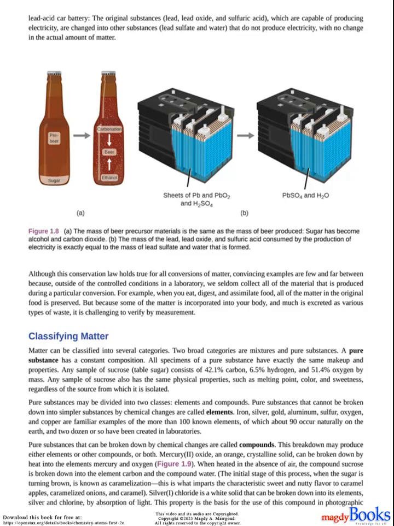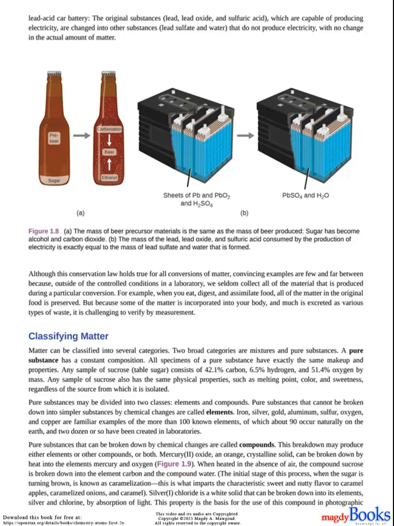When heated in the absence of air, the compound sucrose is broken down into the element carbon and the compound water. The initial stage of this process, when the sugar is turning brown, is known as caramelization. This is what imparts the characteristic sweet and nutty flavor to caramel apples, caramelized onions, and caramel.